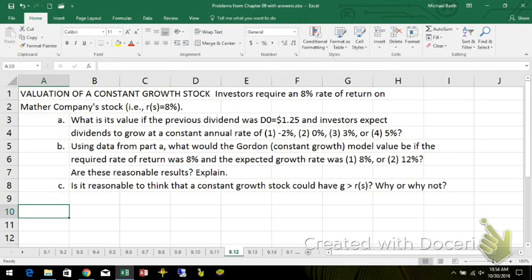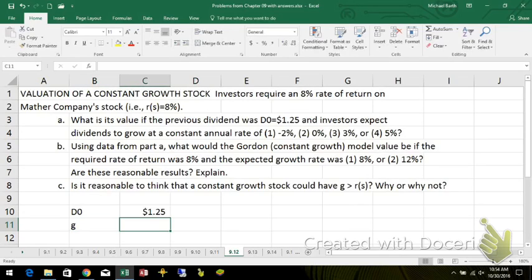Given all the information, what is the value of their stock if the dividend just paid, D0, is $1.25, and we expect constant growth rates of either negative 2%, 0, 3, or 5%? Okay, well, D1, well, let's start with D0. Write down what we know. That's $1.25.